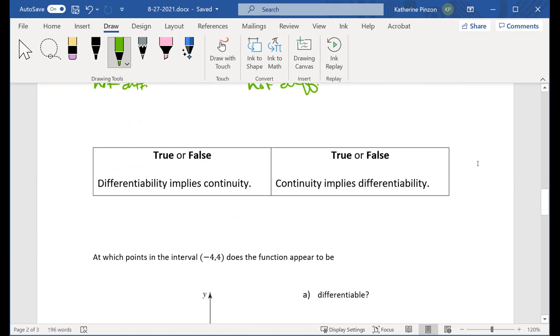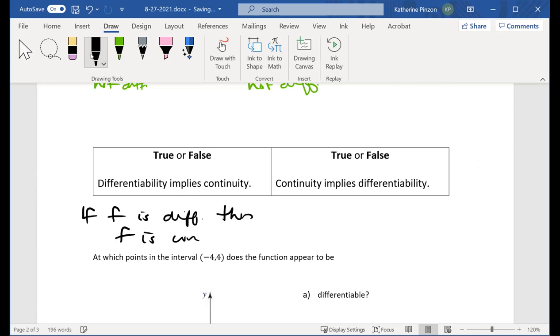Okay, so here's two true or false questions. They're kind of the same question, just in a different order. My hint to you is that one of them is true and the other one is false. So don't say it yet. Let's just think for a second. The first one says differentiability implies continuity. So this says if a function is differentiable, then it's continuous. If f is differentiable, then f is continuous.